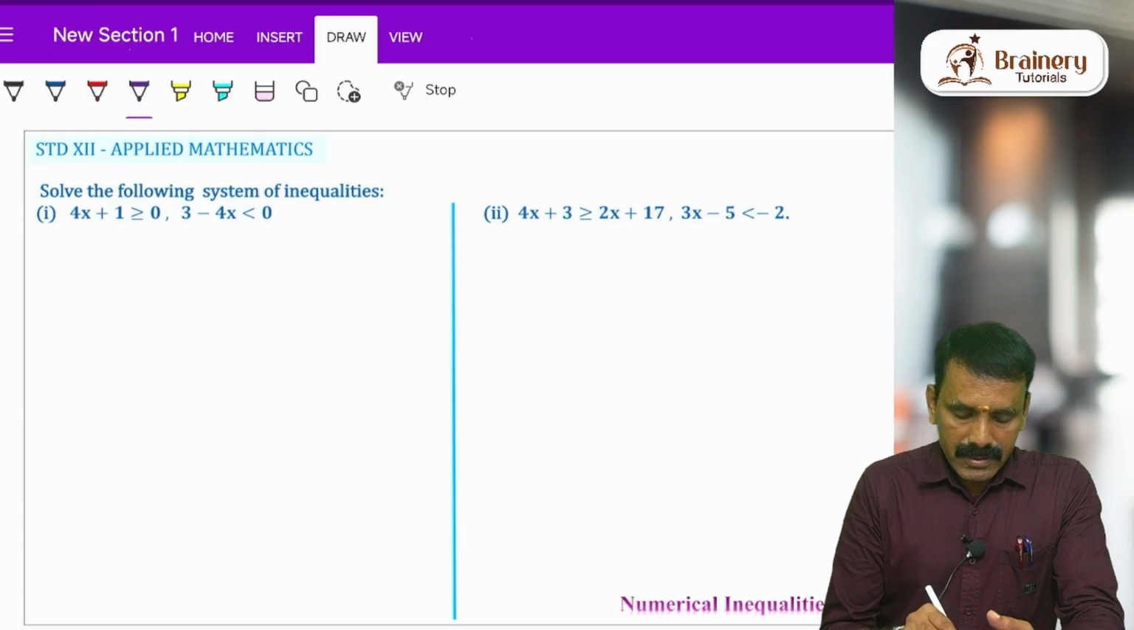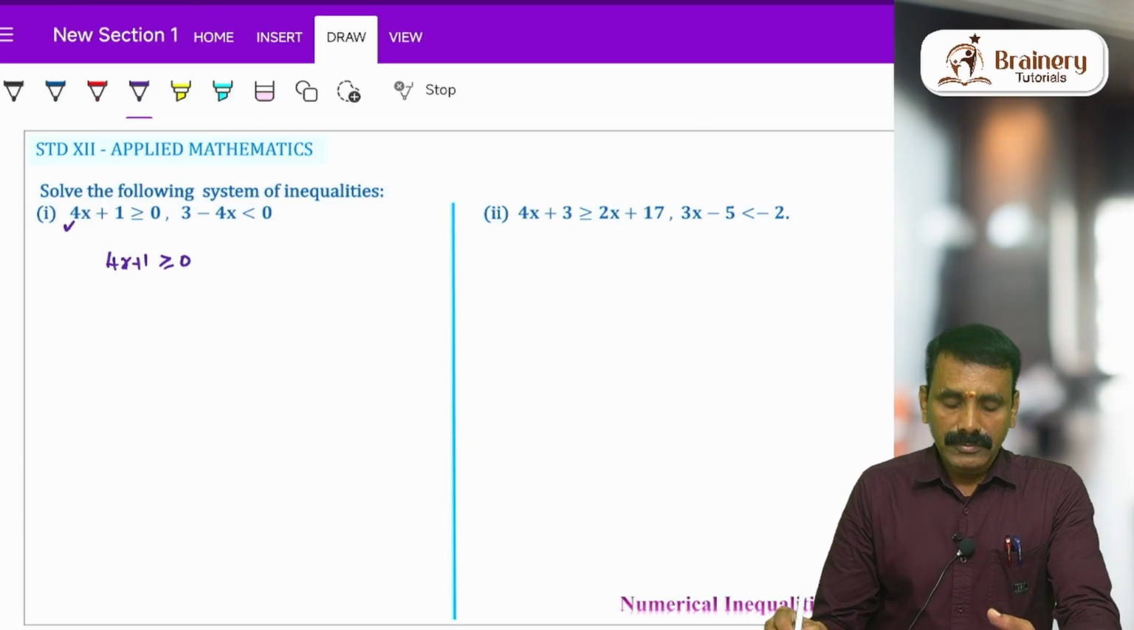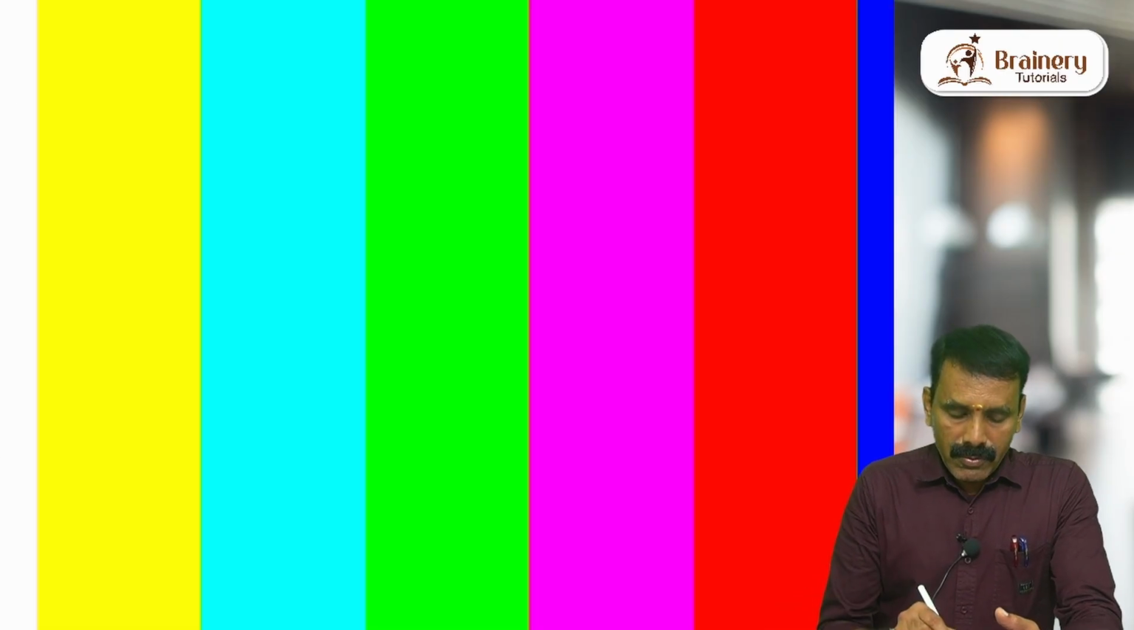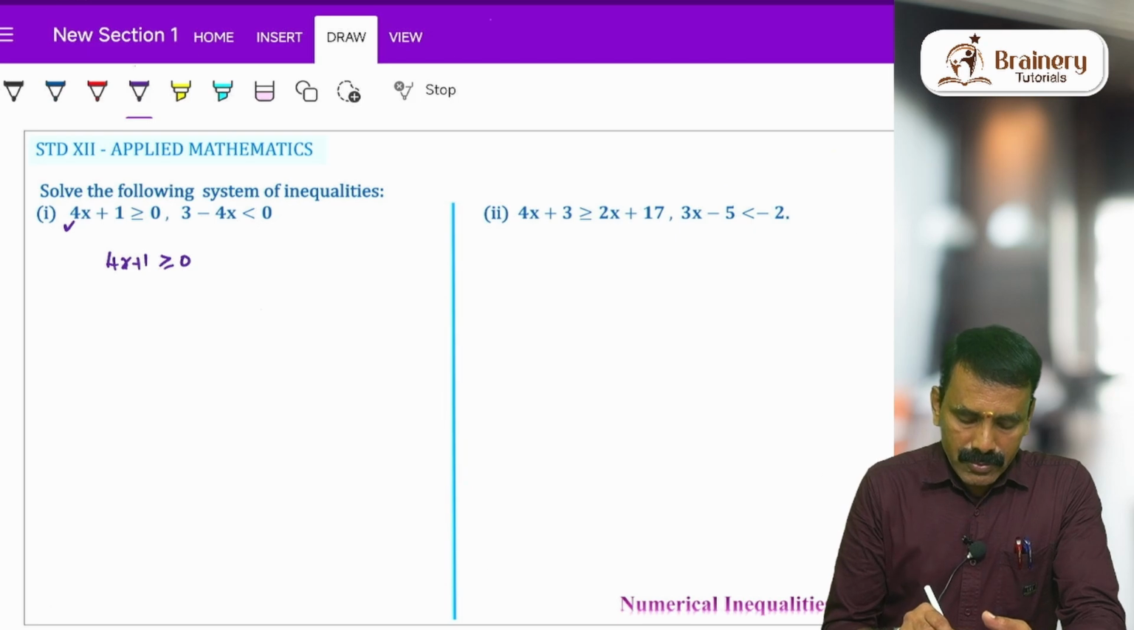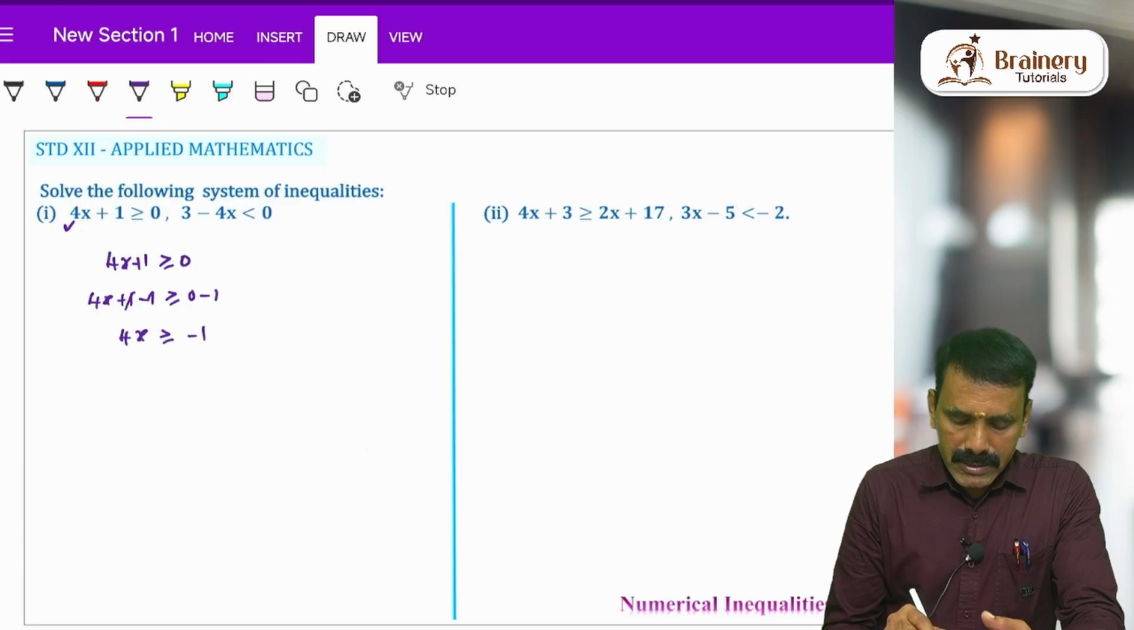So here we have the inequality 4x plus 1 greater than or equal to 0. Okay. So what will happen? On the right side we don't have any variable or constant. We have only 0. So no issues for us. So first we try to remove plus 1. So what am I supposed to do? I add the additive inverse of plus 1, which is nothing but minus 1. Greater than or equal to 0 minus 1. So 1 is cancelled. So 4x is greater than or equal to minus 1.